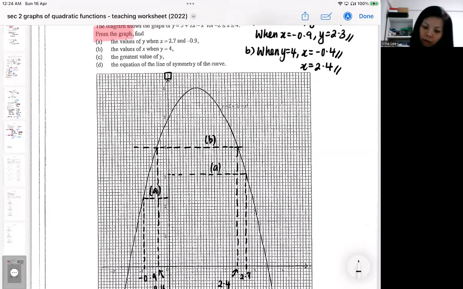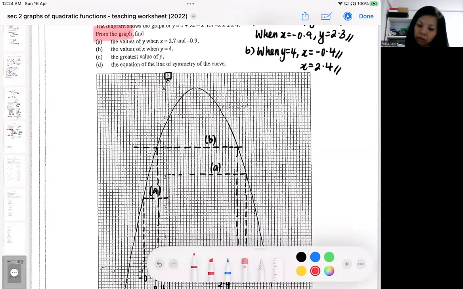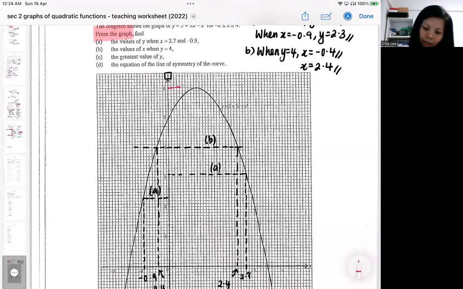Okay, the next one, part C, the greatest value of y. Very simple, look at the highest. So this is part C, the greatest y. Again, don't just give a number 6. The greatest y is 6. Don't just give a 6.